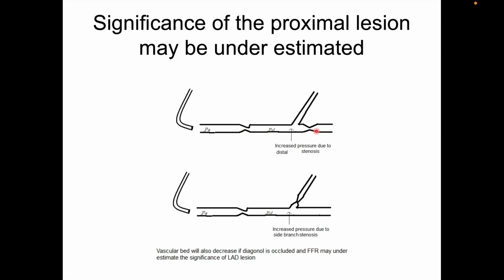So when you have two stenoses, the best way to do it is do a pullback gradient and look at the waveform. Look at the step up created by this stenosis versus the step up created by this stenosis, and then you can compare the two step ups and you can see which one is a more significant step up.